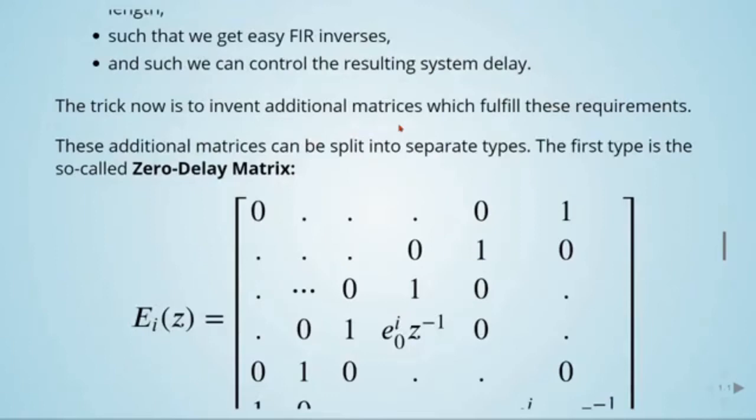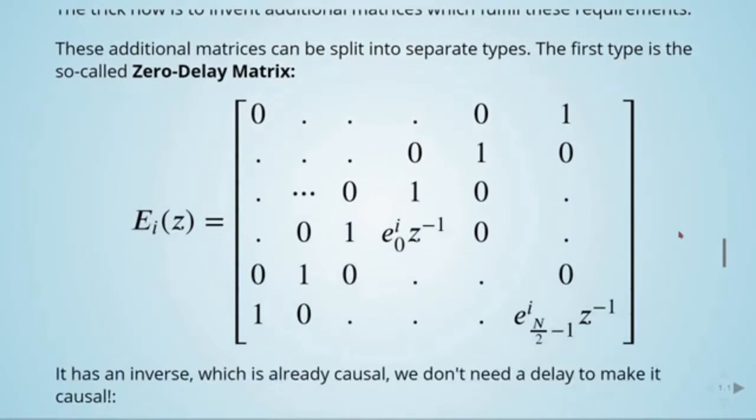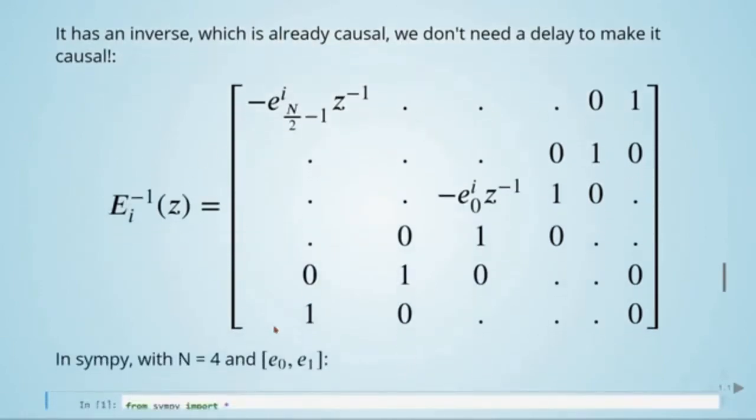The trick now is to invent additional matrices which fulfill these requirements. These additional matrices can be split into separate types. The first type is the so-called zero delay matrix, which is given here. It has an inverse, which is already causal, so we don't need a delay to make it causal. So here is the inverse.